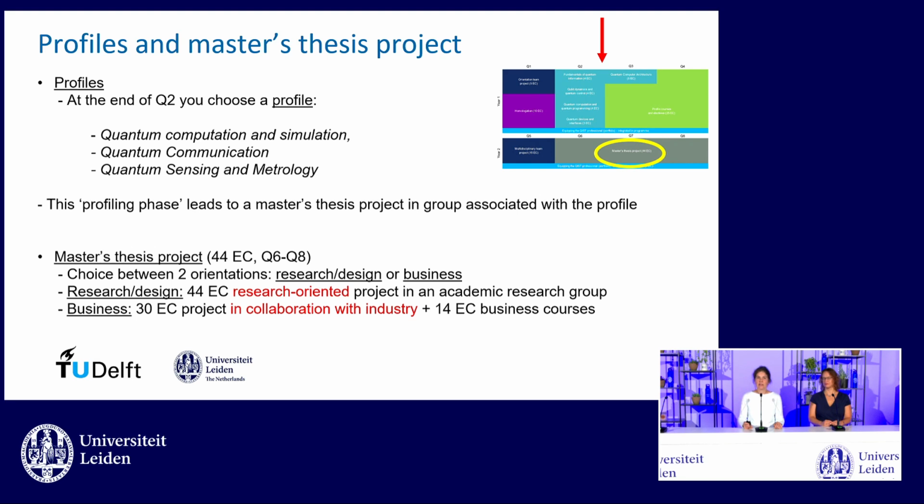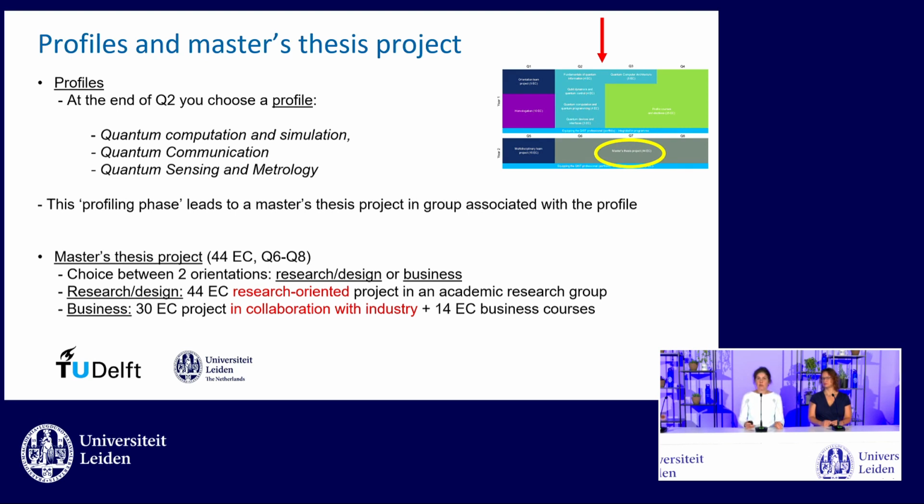And the idea is that you will also, in the 2nd year, choose a master thesis project in a group, a research group, either in Leiden or in Delft, that relates to this application area. So if you choose the profile quantum communication, you could, for example, work on developing quantum super dense coding protocols in Delft with a group that does that work there.